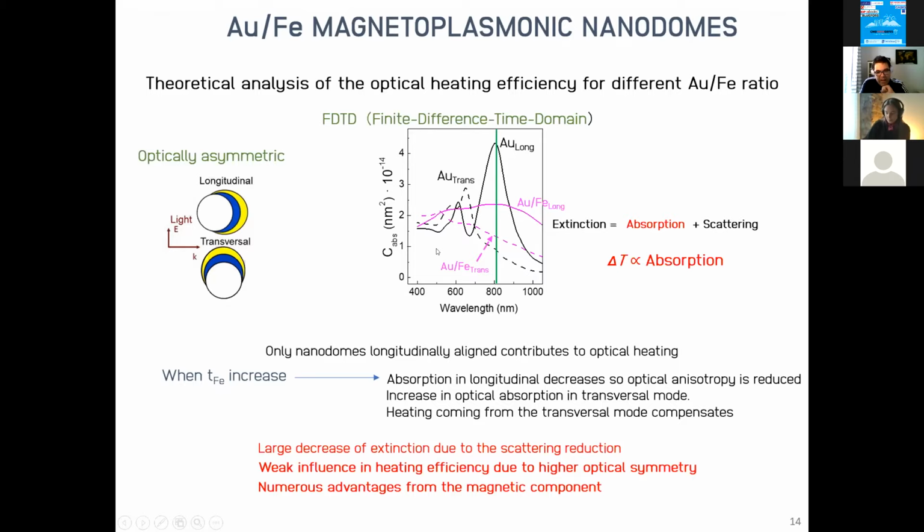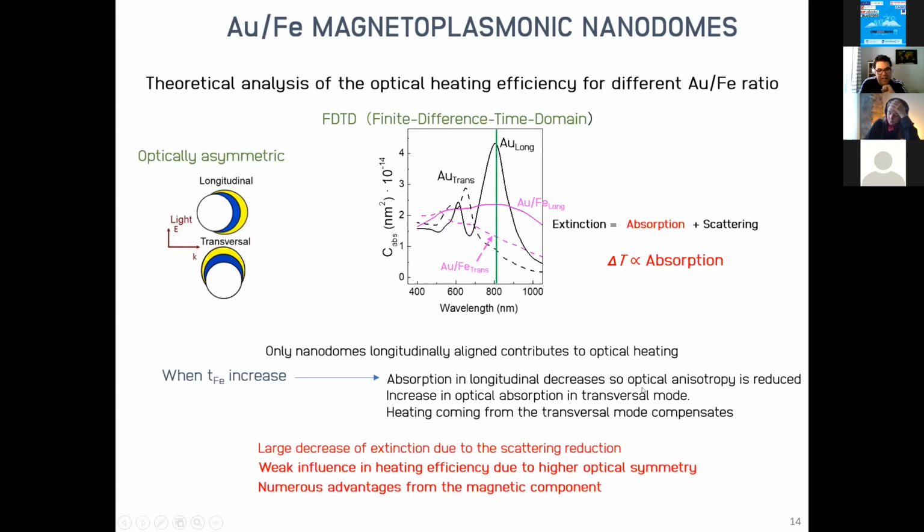So in this case, you can see that only nanodomes that are longitudinally aligned contribute to the local optical heating. When the thickness of iron increases, of course, there is a decrease in absorption in the longitudinal mode, so the optical anisotropy is reduced. But on the other side, there is an increase in the optical absorption in the transversal mode. So the transversal mode could also compensate for the longitudinal one. So the iron has a weak influence on the heating efficiency.